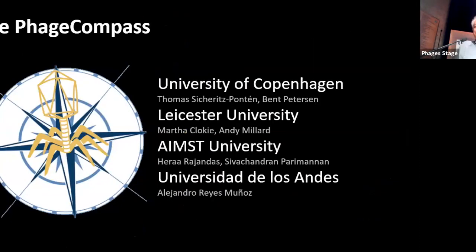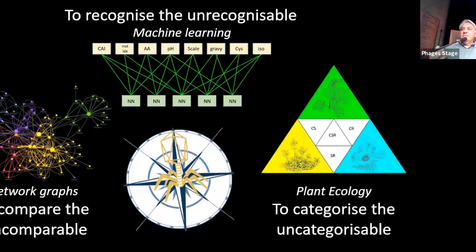So we have a consortium called the Phage Compass. It's us at the University of Copenhagen, Marta and Andy from Leicester University, Ames University in Malaysia, and University of Los Andes in Colombia. Over the years we have developed three concepts about how to sidestep these challenges. We're using feature-based machine learning to start recognizing the unrecognizable. We are looking to plant ecology, like Matt already told about, to be able to categorize phage genomes into types. And then we're using social network analytics to be able to compare different phage genomes.